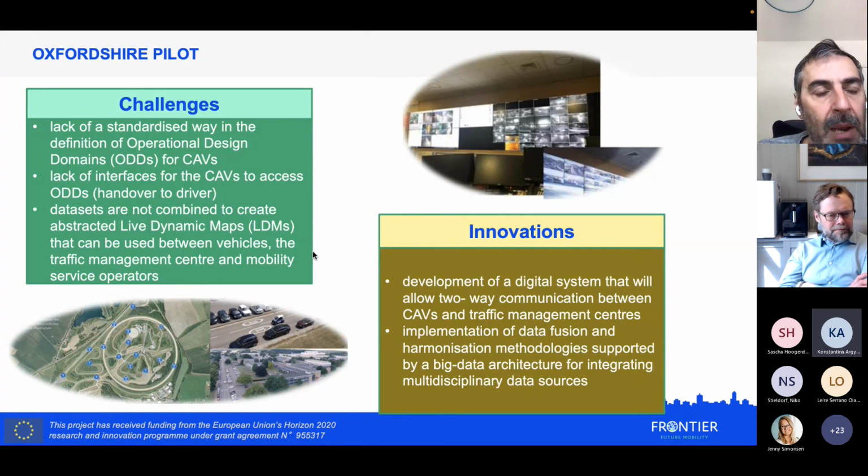In terms of the pilots, we have pilots in 3 areas. The first one is Oxfordshire in the UK, and this pilot is mainly focused on CAVs. We're going to have some real trials with CAVs in a test bed and try to achieve communication between autonomous vehicles and a traffic control center, or an emulated traffic control center, which is not actually happening at the moment. So we're going to look at all these interactions and the technical challenges there.